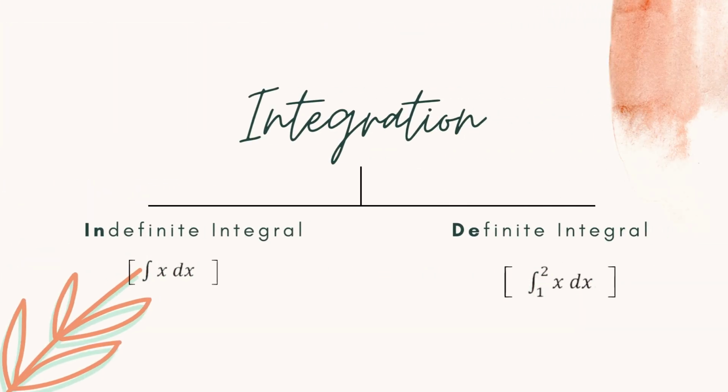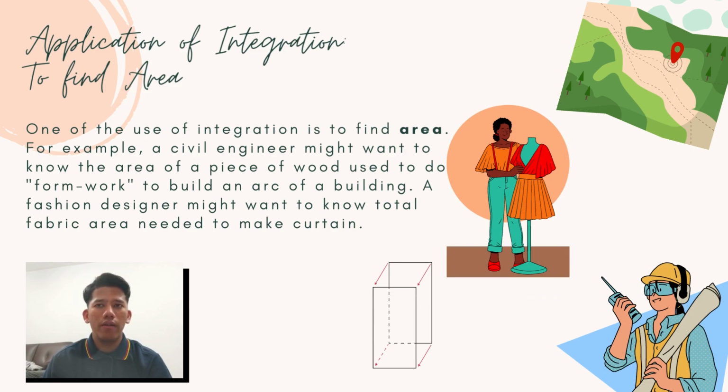In integration, there are only two topics, which are indefinite integral and definite integral. In this video, we will only focus on definite integral. Application of integration to find area. One of the uses of integration is to find area. For example, a civil engineer might want to know the area of a piece of wood used to do formwork to build an arch of a building. A fashion designer might want to know the total fabric area needed to make a curtain.